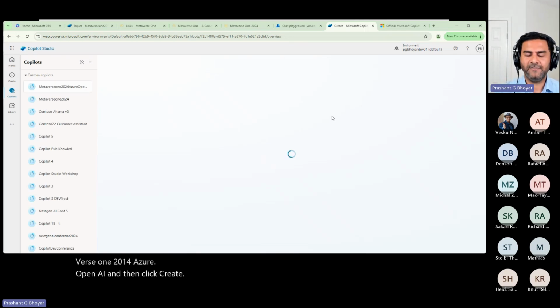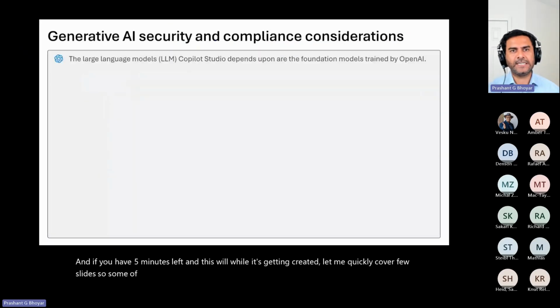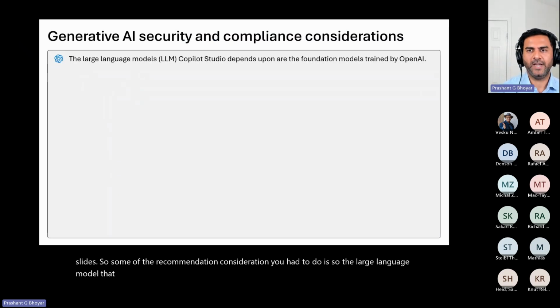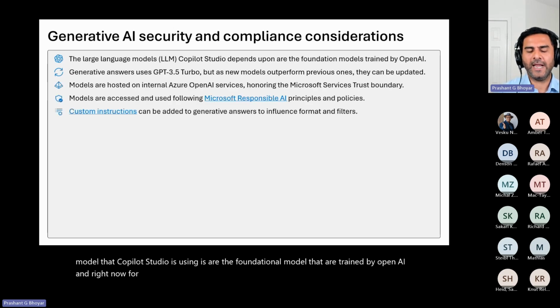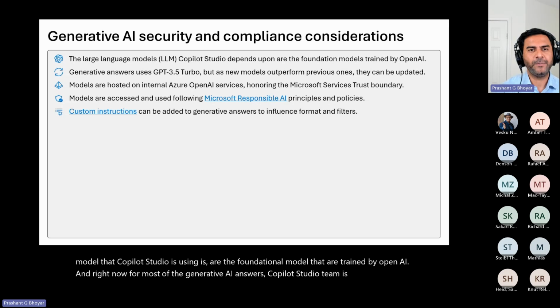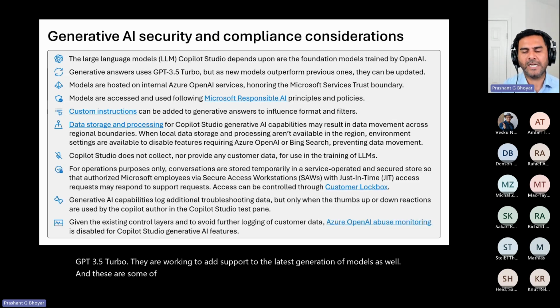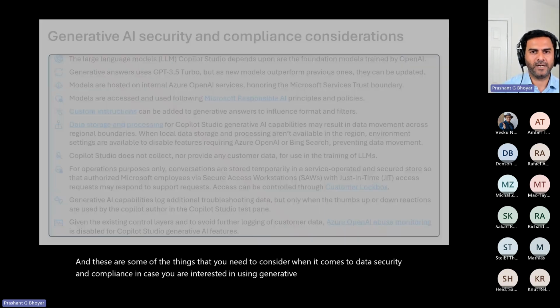And we have 5 minutes left, and while it's getting created, let me quickly cover a few slides. Some of the recommended considerations: the large language models that Copilot Studio is using are foundational models trained by OpenAI. Right now, for most of the generative AI answers, the Copilot Studio team is using GPT 3.5 Turbo. They are working to add support for the latest generation of models as well. And these are some of the things you need to consider when it comes to data security and compliance, in case you are interested in using generative AI inside your Copilot Studio.